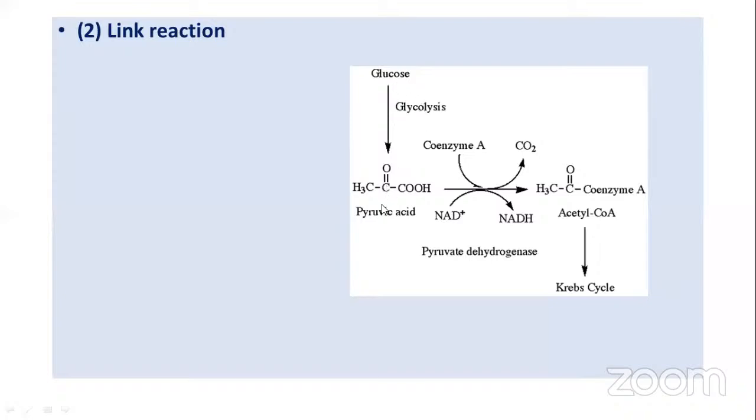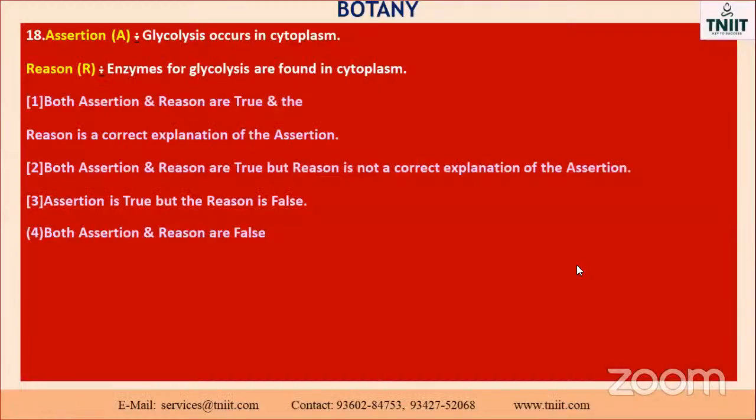Glycolysis. See, glycolysis gives pyruvic acid. After that, the Krebs cycle also starts. In between, acetyl-CoA and carbon dioxide are involved. So these are the linking reactions of glycolysis as well as the Krebs cycle. That is very, very important, my dear students.